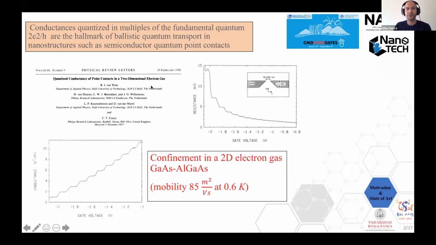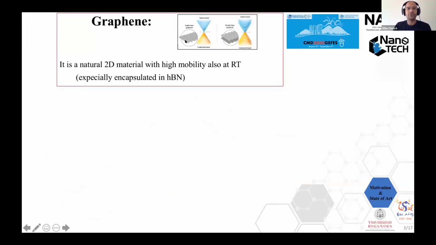So for quantization of the conductance, we basically need a two-dimensional gas, a very, very high mobility, and the confinement of the charge, of course. Graphene is a natural two-dimensional material, so it's fantastic for studying quantization of the conductance, and it presents very high mobility, especially when it is encapsulated in hexagonal boron nitride.